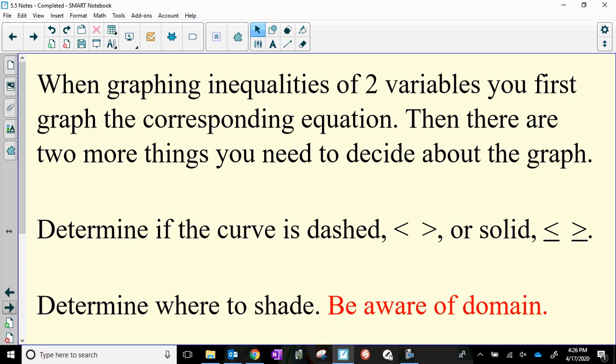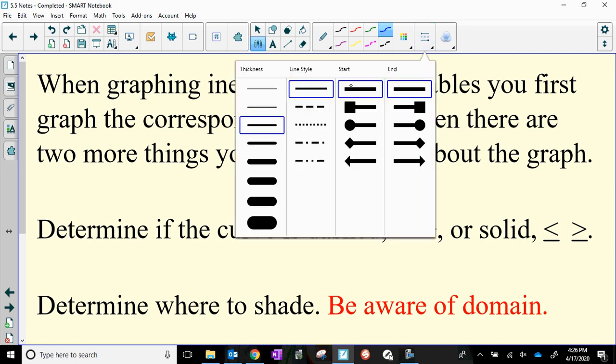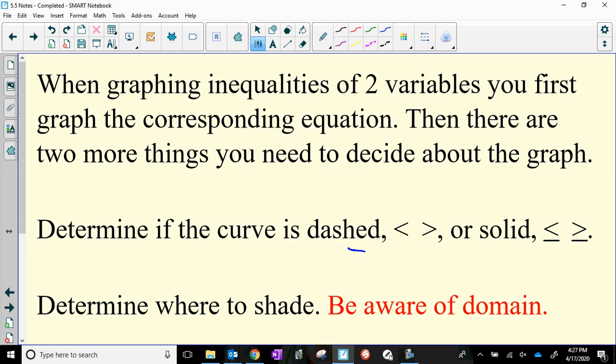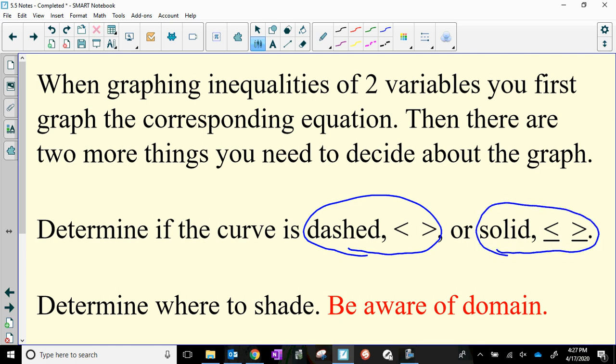So once again, if it's solid or dashed, this is one of the big things we're going to have to take a look at. It depends on if it's equal to or not equal to. So dashed if it doesn't have the equal to. If you draw a line underneath, it's got to be a solid line. And the other thing is to decide where you shade. When you shade, you're just going to use test points. And if you have a system, it has to make every single one of them true.